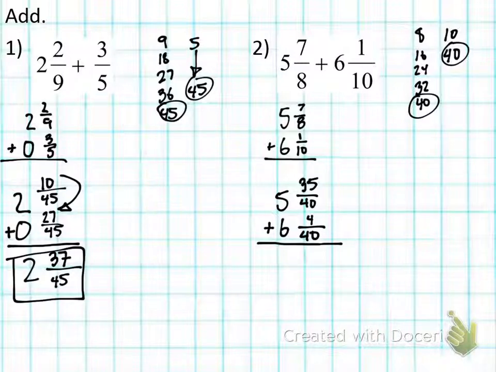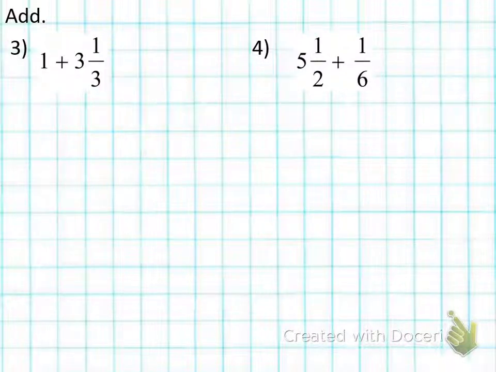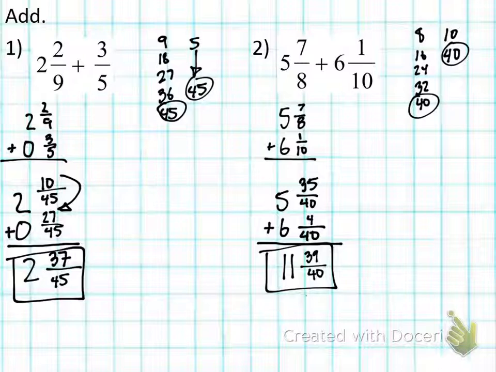We work from right to left, okay? Right to left. So 35 plus 4 is 39. Oh, boy, went too fast. And then 5 plus 6 is 11. And we have 11 and 39/40ths. Can't simplify this. This is not an improper fraction, so we're good. We're all ready to go. Okay? Does that make sense, everyone?